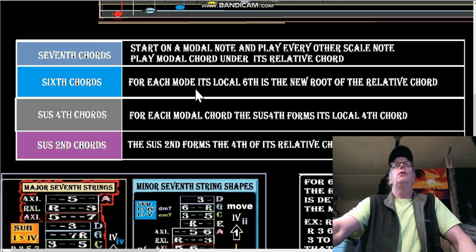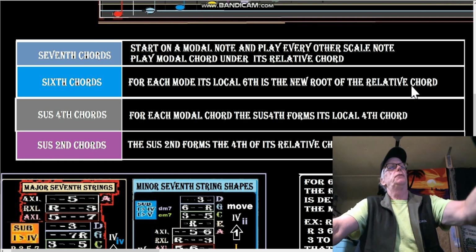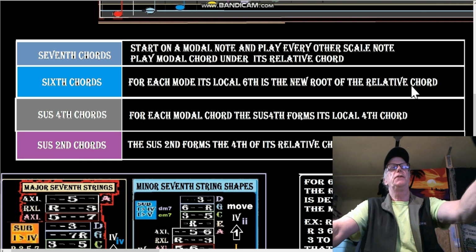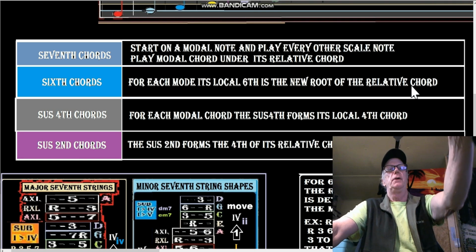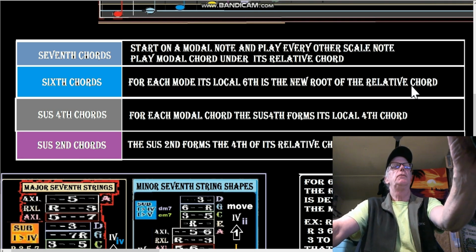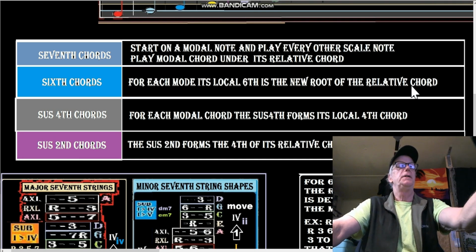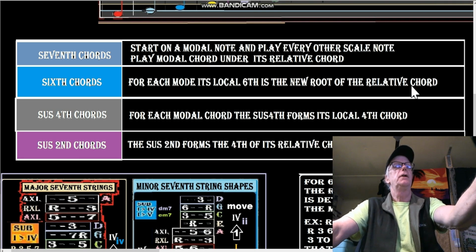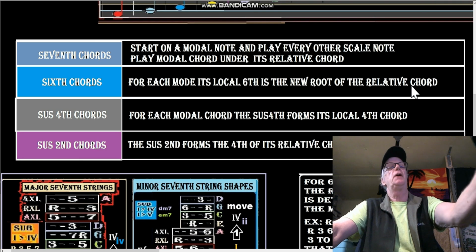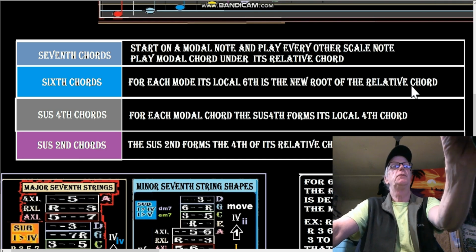For each mode, its local 6 is the new root of the relative chord. So if we have a C, C, E, G, if we raise that to the 6th, C, E, A, the 6th becomes the new root of the relative 6th. If we have a D minor, raise it to its local 6th, that 7th now becomes the new root of its relative chord, which is B half diminished.